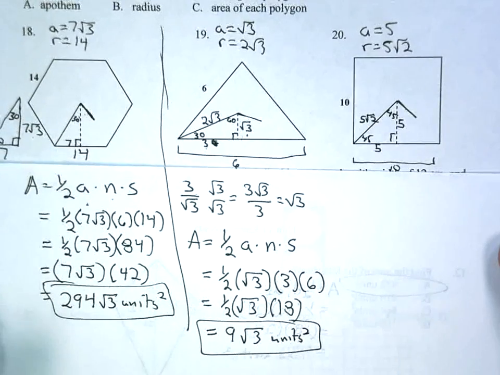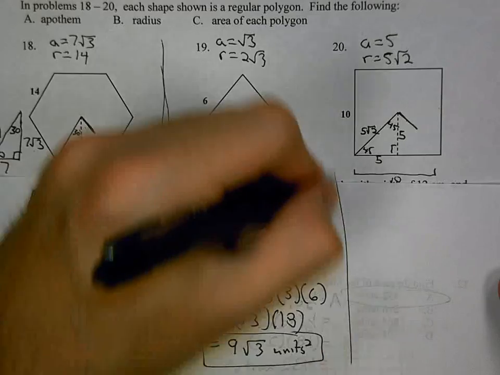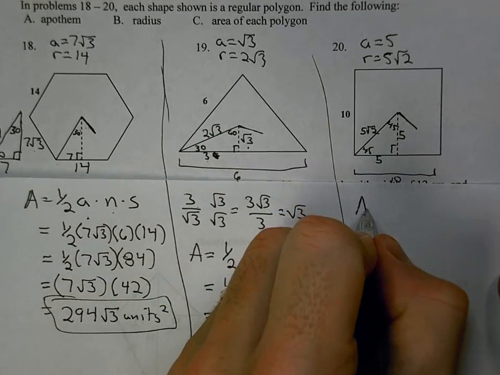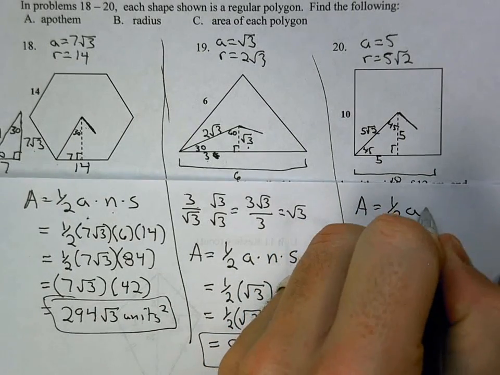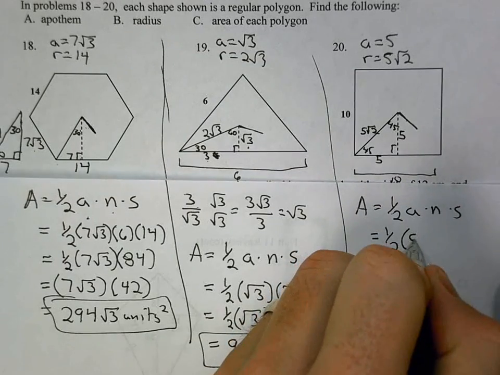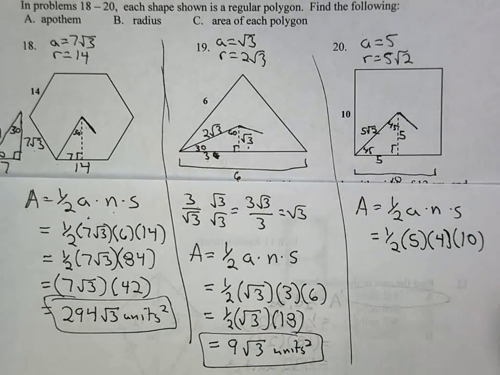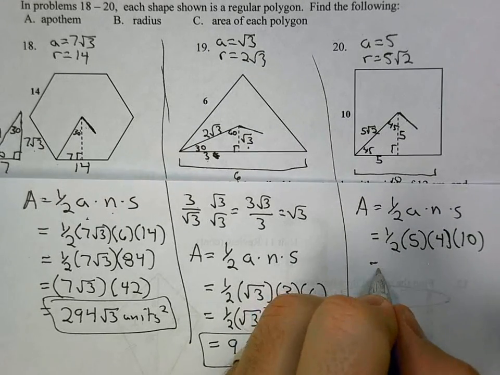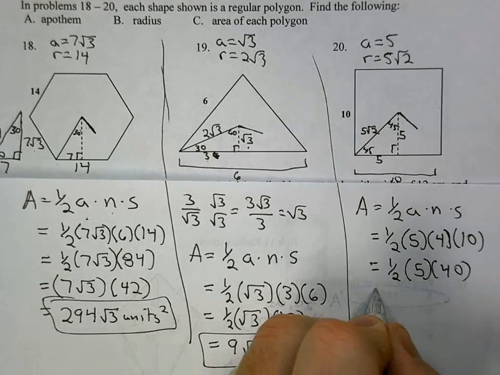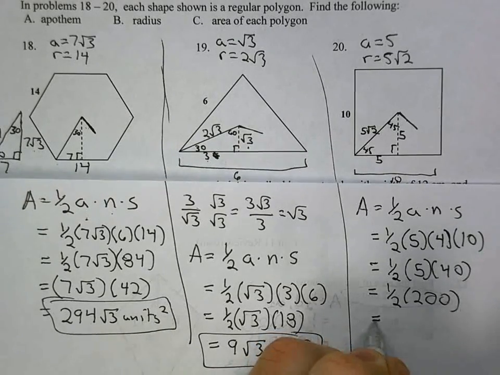Now you may be noticing here we don't technically need the radius to solve for the area. It just may be something you'll be asked to find. So just be aware of that. The apothem, number of sides, and the side length are the important ones though. So 1/2 the apothem times the number of sides times the side length. Apothem was 5. I have 4 sides, and my side length was 10. So I get 1/2 times 5 times 40, which is 1/2 times 200, which is 100 units squared.